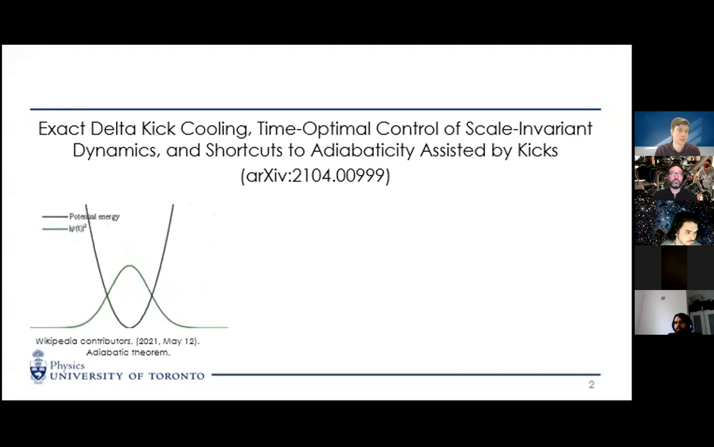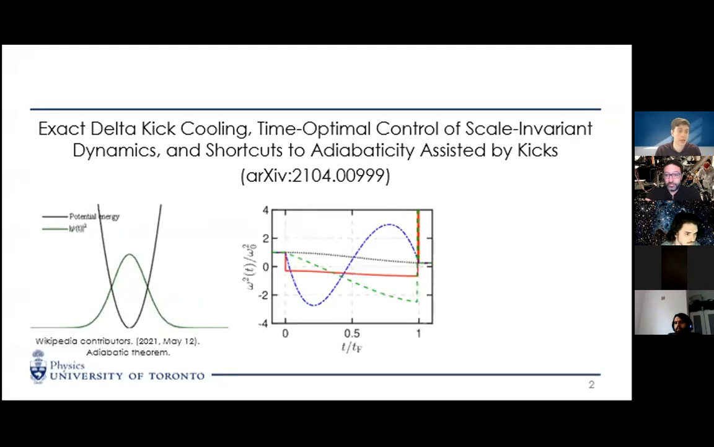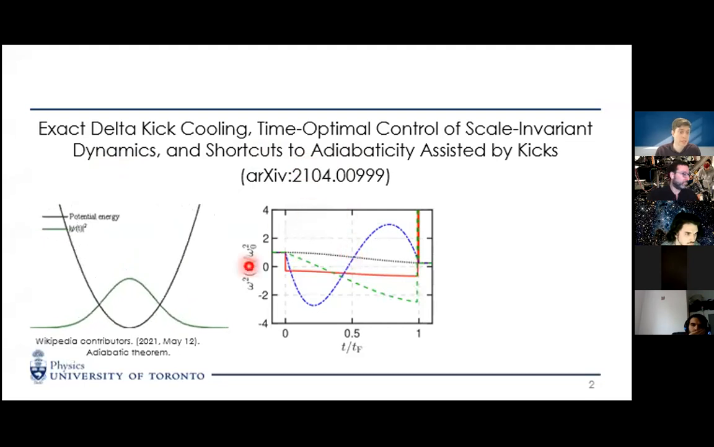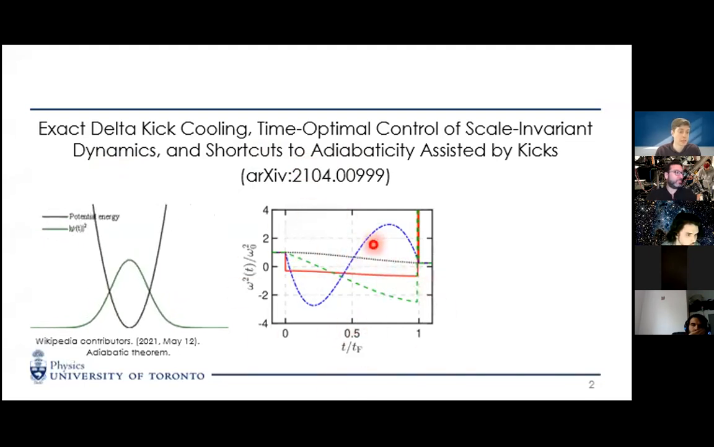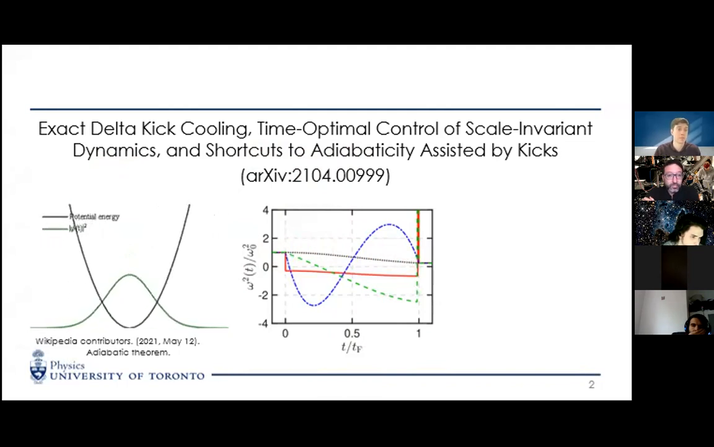Delta-kick cooling does the same thing, but in a much faster time compared to adiabatic expansion. And so as a result, it's in this category of techniques known as shortcuts to adiabaticity. Here I'm showing you a variety of different protocols that implement a shortcut to adiabaticity. With respect to the dotted black line here is an adiabatic expansion. And all of them produce the same final state.